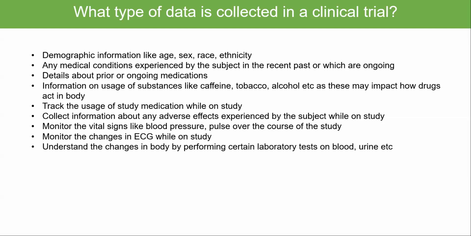So what type of data is typically collected in a clinical trial? We will have the demographic information collected, like age, sex, race, and ethnicity of the participants. We'll also have the medical conditions related data experienced by the subjects in the recent past or which are ongoing. And we also collect information related to prior or ongoing medication. And we collect information on the usage of substances like caffeine, tobacco, alcohol, etc., as these may impact how drugs act in the body.